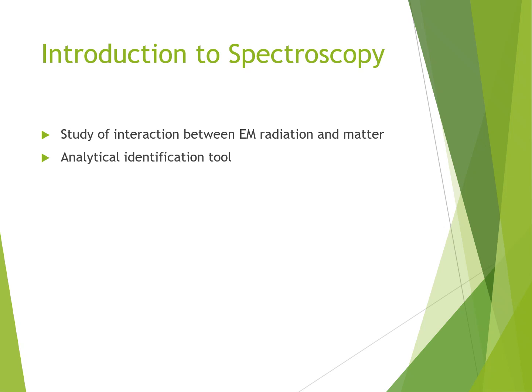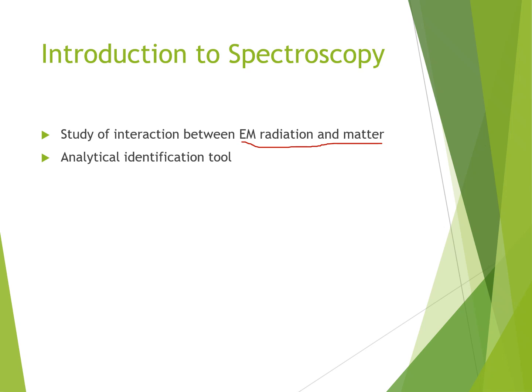Now we will discuss spectroscopy. What is spectroscopy? That is the basics of fluorescence spectroscopy. Spectroscopy is the study of interaction between electromagnetic radiation and matter. So spectroscopy studies how a spectrum is produced and how electromagnetic radiation interacts with matter.